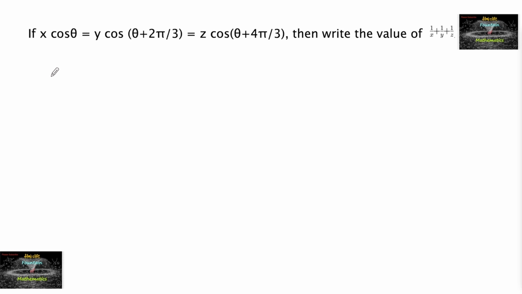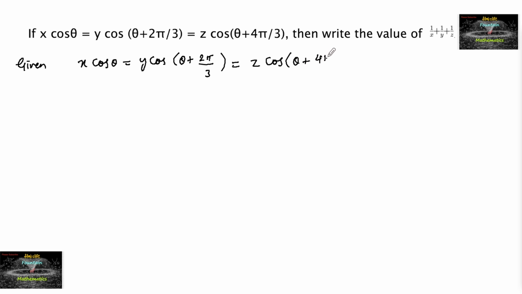If x cos theta is equal to y cos of theta plus 2 pi by 3 is equal to z cos of theta plus 4 pi by 3, then write the value of 1 upon x plus 1 upon y plus 1 upon z. So given x cos theta is equal to y cos of theta plus 2 pi by 3 is equal to z cos of theta plus 4 pi by 3.